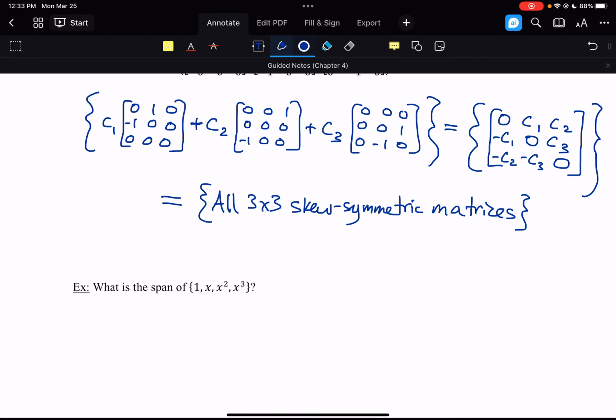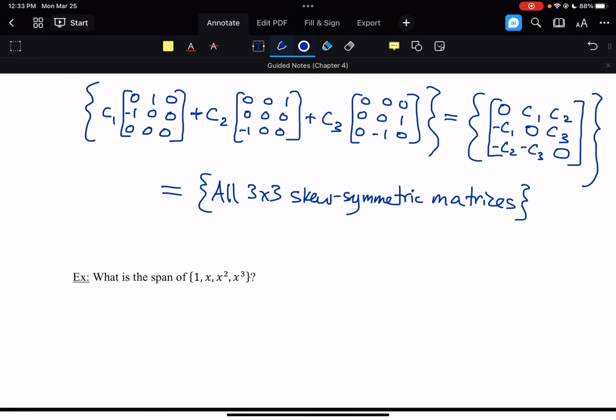What about this example down here? What is the span of the set 1, x, x squared, and x cubed? Well, if we create our linear combination, that's c1 times 1 plus c2x plus c3x squared plus c4x cubed. Well, this just looks like a polynomial, right? This is the general form of a cubic polynomial. Now, it is possible that one of these values of c could be 0. Any of them could. So it's not necessarily a polynomial of degree 3. It's a polynomial of degree 3 or less, because if this one's 0, then it's a polynomial of degree 2, etc.